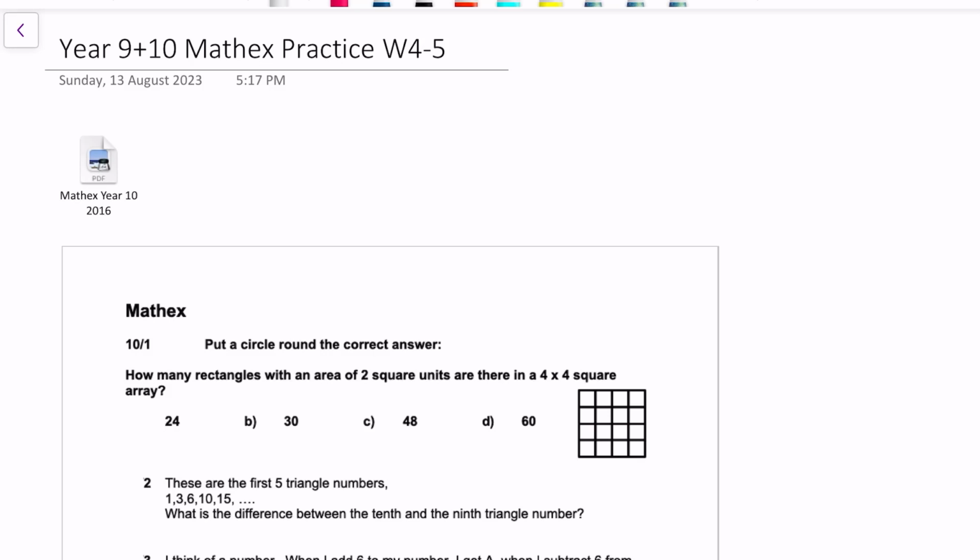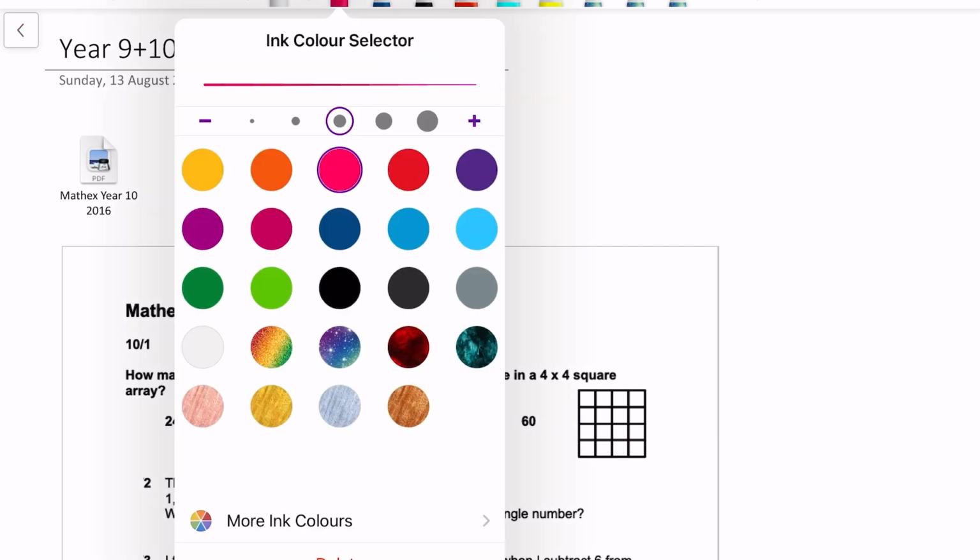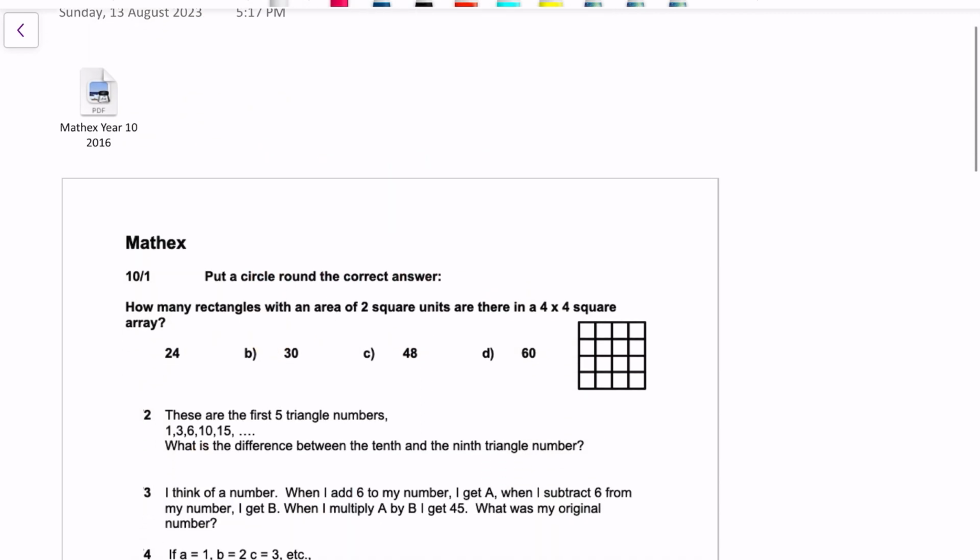Okay, let's see how fast we can get through all of these problems. You weren't expected to finish them all in the 20 minutes you were given, but some of you had valiant attempts. So, how many rectangles of an area of 2 square units are there in the 4x4 square?